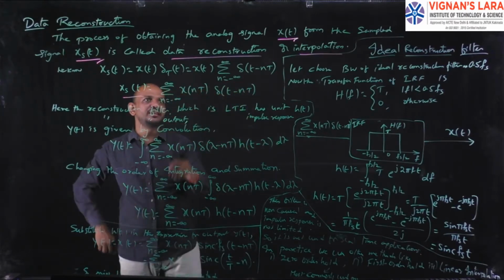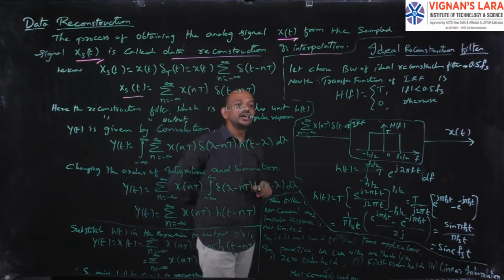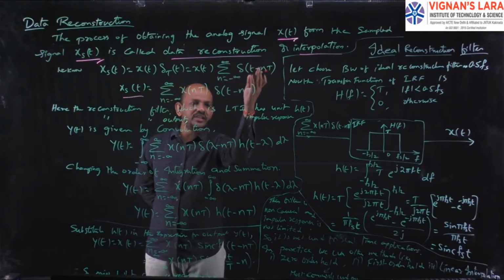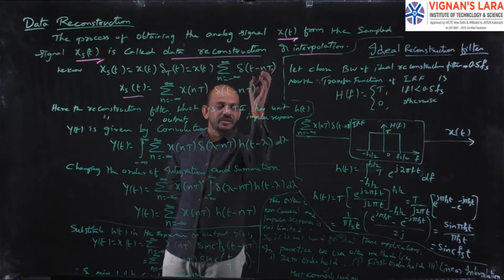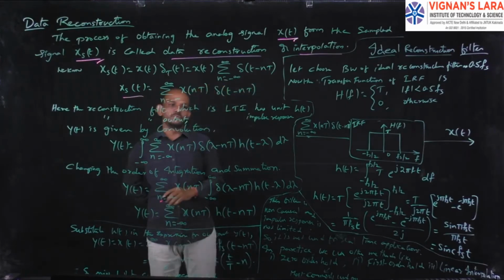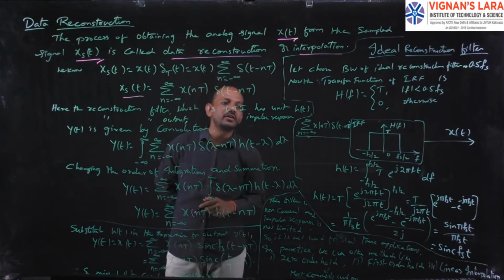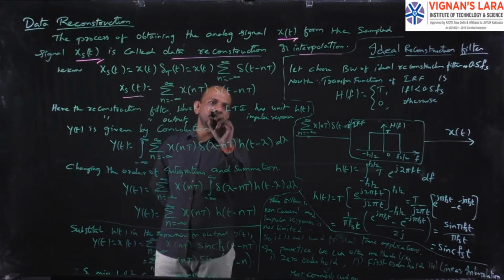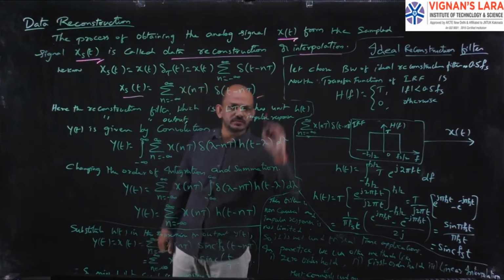For that reason I bring x of t inside and replace t with small n into capital T, because for all other values of t the total value is 0. The output exists only at t equal to small n into capital T. So xs of t equals summation n equal to minus infinity to infinity of x of small n capital T into delta of t minus small n into capital T.